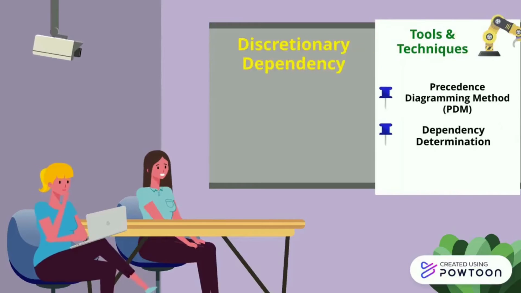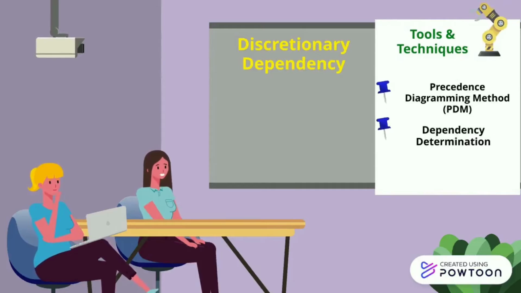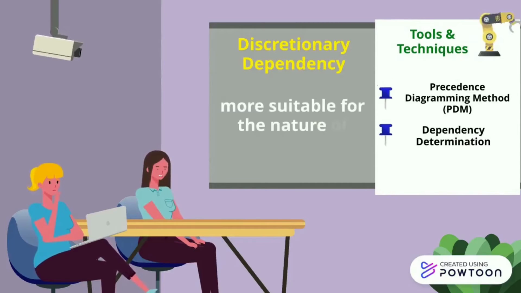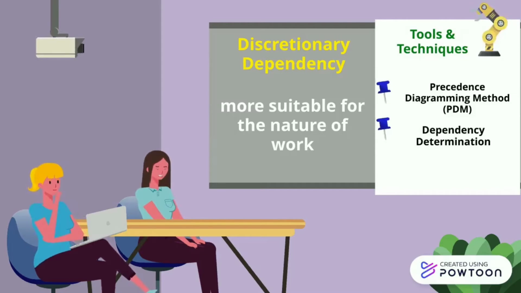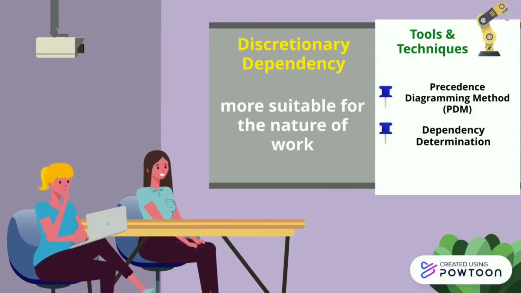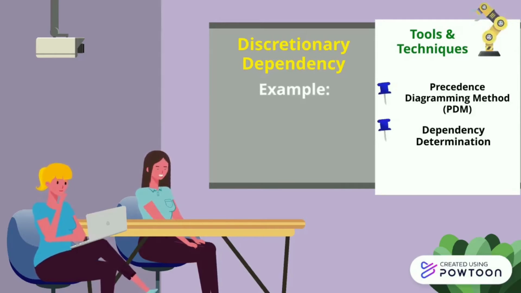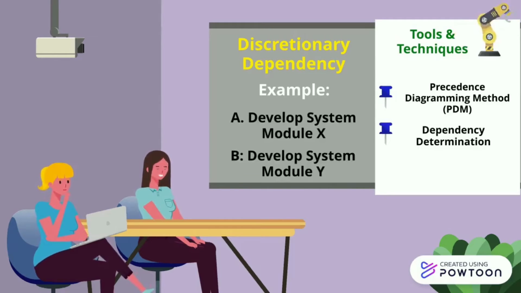Next is discretionary dependency. Discretionary dependencies are defined by the project team as a certain order of activities is more suitable for the nature of work. Sometimes there is more than one way to define a sequence between two activities, but the project team decides to take one sequence over the other. They choose a particular sequence because of the best practices or lessons learned from prior experiences. These are also called soft logic. For example, the project team can develop either X first or Y first, but they decide to develop X first.